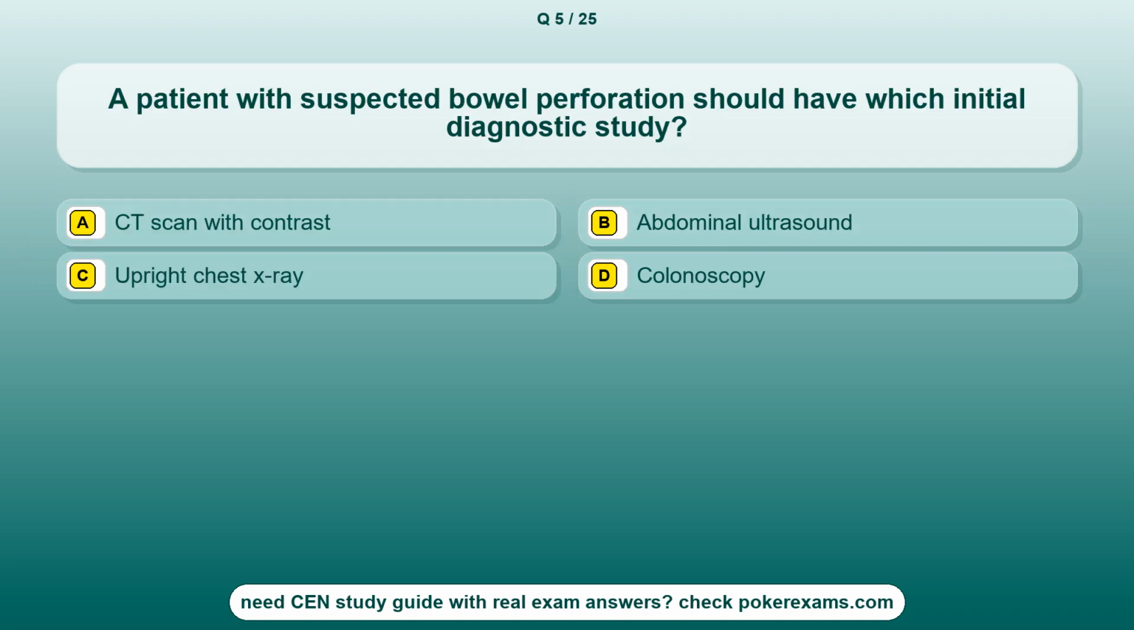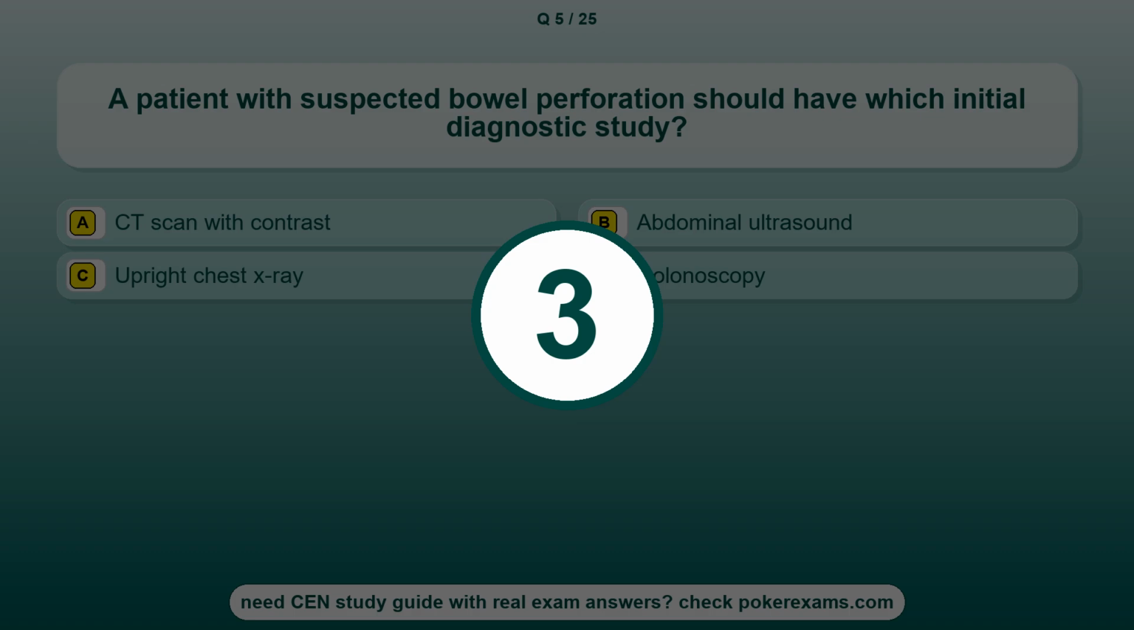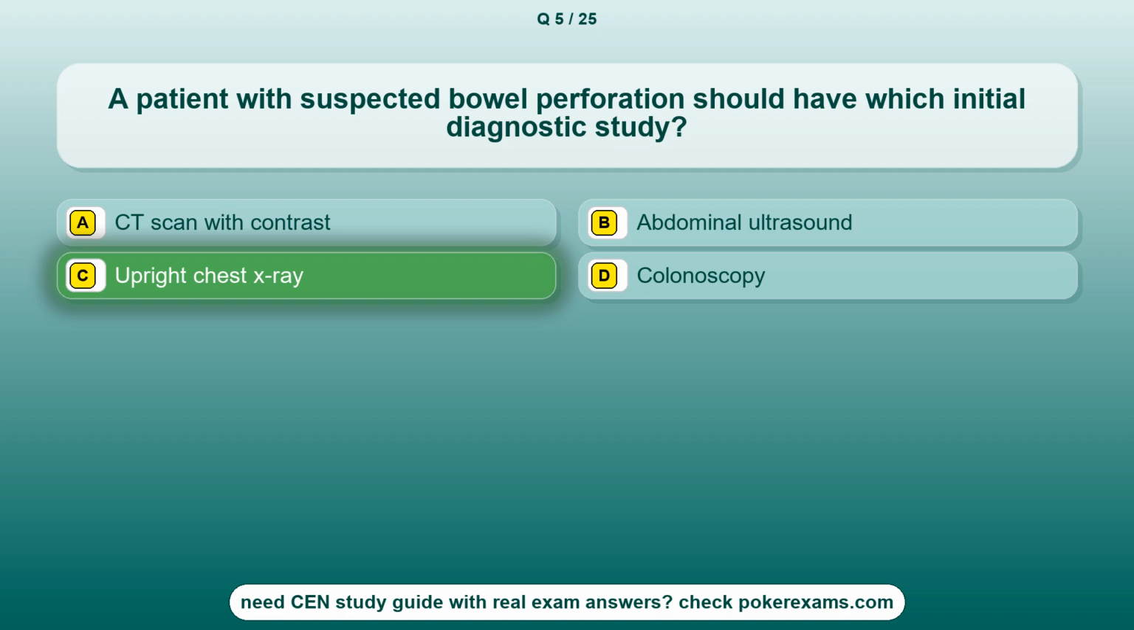Question 5. A patient with suspected bowel perforation should have which initial diagnostic study? Option A, CT scan with contrast. Option B, abdominal ultrasound. Option C, upright chest X-ray. Option D, colonoscopy. The correct answer is option C, upright chest X-ray.